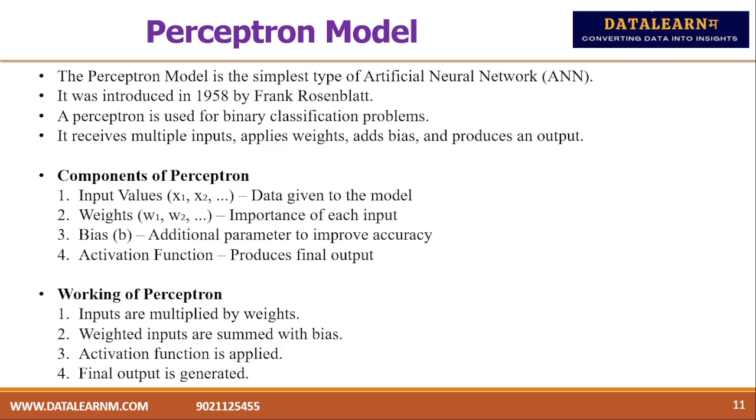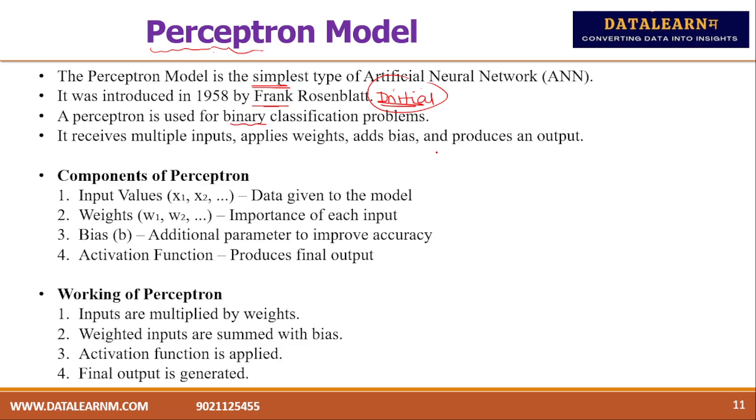Now we will see what is this perceptron model, or we call it the multi-layer perceptron model. Okay, so the perceptron model was the simplest type of neural network. This was a very initial stage. In 1958, Frank introduced it, and it is used for the binary classification problem, just true or false, yes or no, right? So it receives the multiple inputs, applies weights, adds the bias, and produces output.